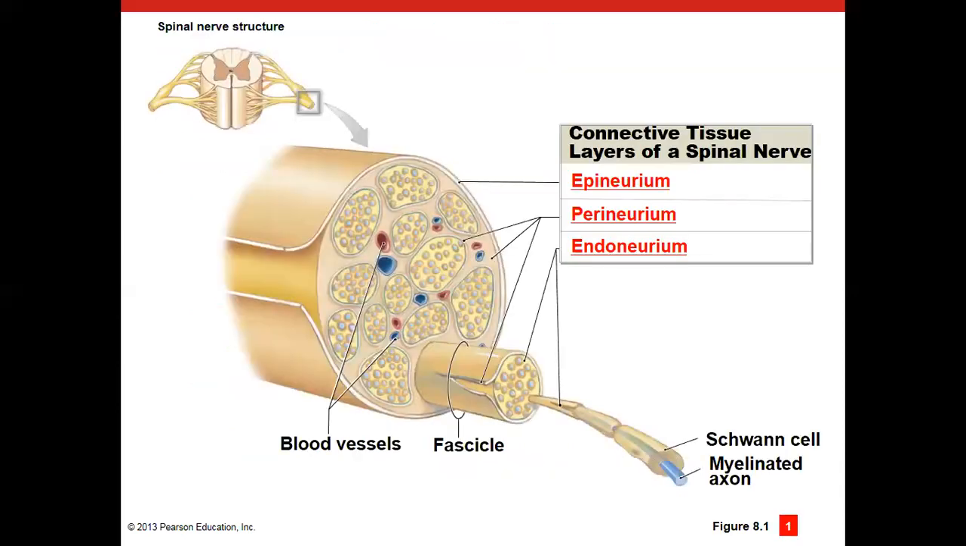So here's a figure of it. You can see the epineurium, the outermost layer of connective tissue. One of these bundles is called a fascicle. There's perineurium around a fascicle, right? And an endoneurium around an individual axon. So right here is myelin. This is one axon, and there's the endoneurium.